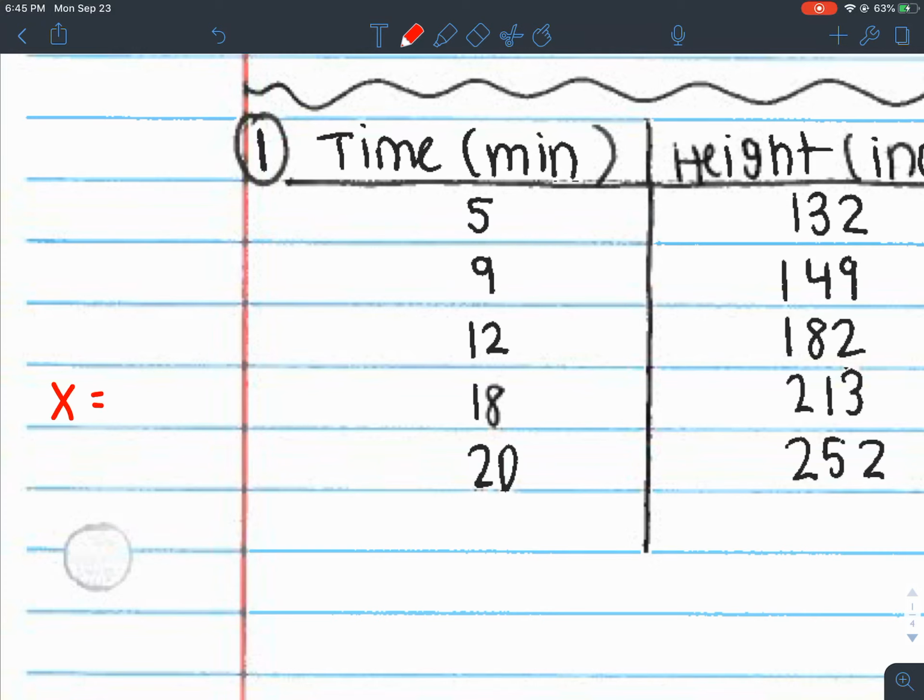Well, our x values are always independent, and we learned this in science class, but it's the thing that doesn't depend on something. It will be independent, and it will move on no matter what's going on with the other variable. That means our y variable is going to be our dependent variable.